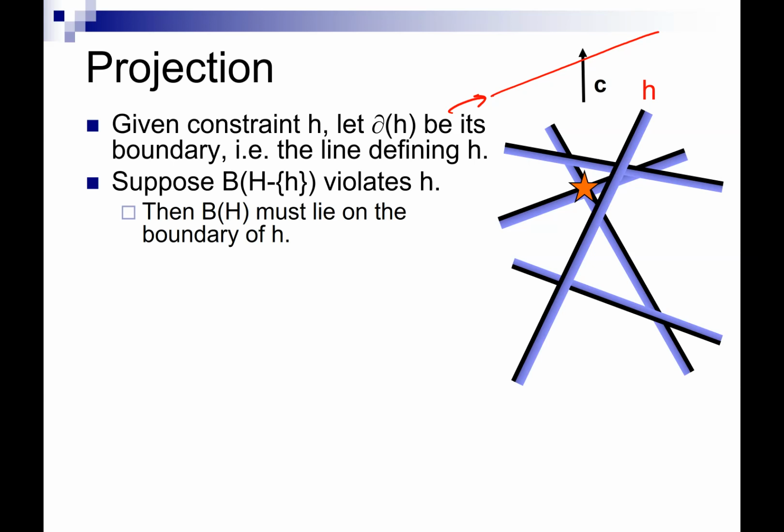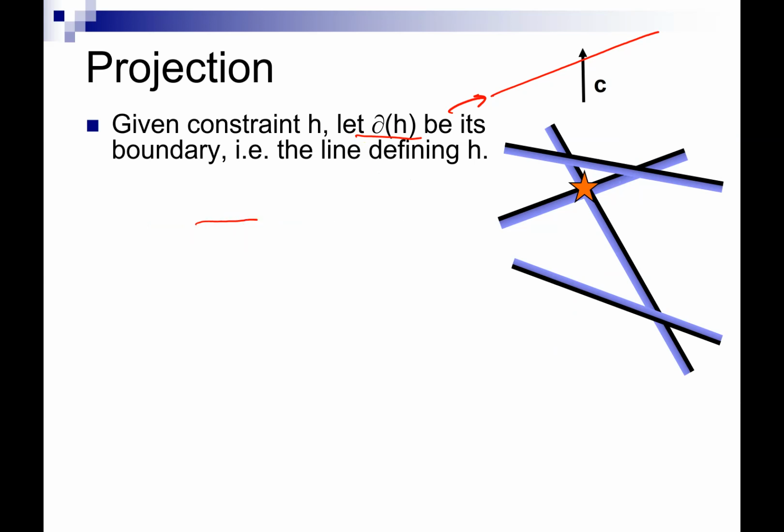Now suppose, in the previous algorithm, the key step was to find the optimum value, b of capital H minus a certain constraint h. And suppose this optimum value actually violates this constraint h. Then what that tells us is that the optimum value of b of h must lie on the boundary of h. For example, if previously we have this set of constraints, the optimum for this set of constraints is going to be this point over here.